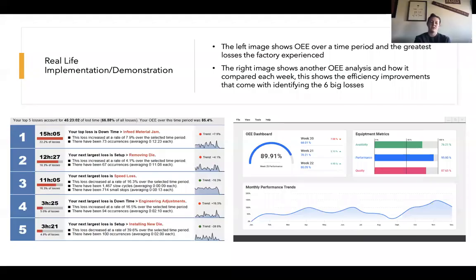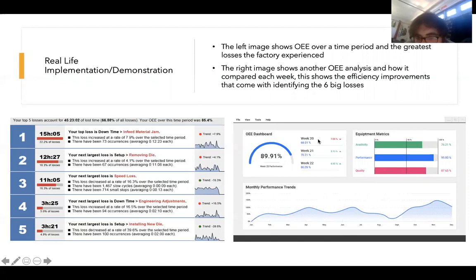And finally, we have the real life implementation and demonstration. So on the left, we can see an OEE analysis for a specific time period, and it has about 85% performance. And you can see on the left that it goes over the time for each item that is contributing to the greatest loss, and then also the trend in these graphs on the right that show how they contributed over time. And then the right image shows the OEE analysis for multiple weeks.